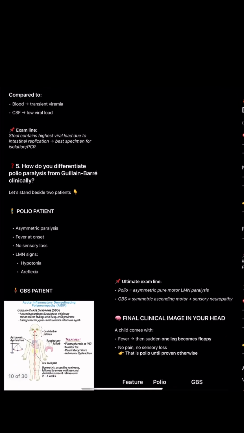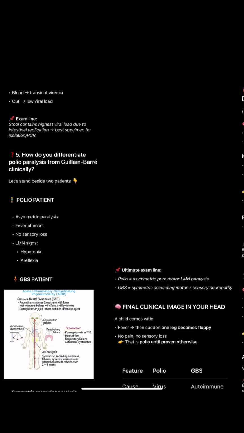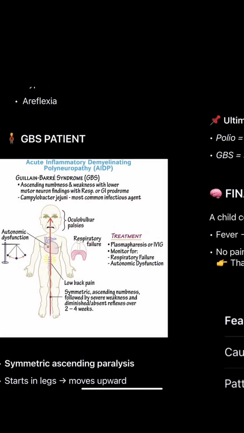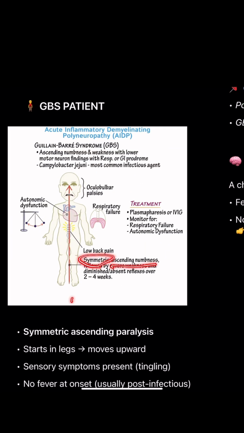How do you differentiate polio paralysis from Guillain-Barre clinically? Okay, a polio patient will present with asymmetric paralysis and fever at the onset, because the virus has entered and an immune reaction will take place in the body. No sensory loss. This is important to note: there is only asymmetric motor paralysis, but no sensory loss, with lower motor neuron signs, hypotonia and areflexia. But a Guillain-Barre syndrome patient will present with symmetric and ascending numbness.